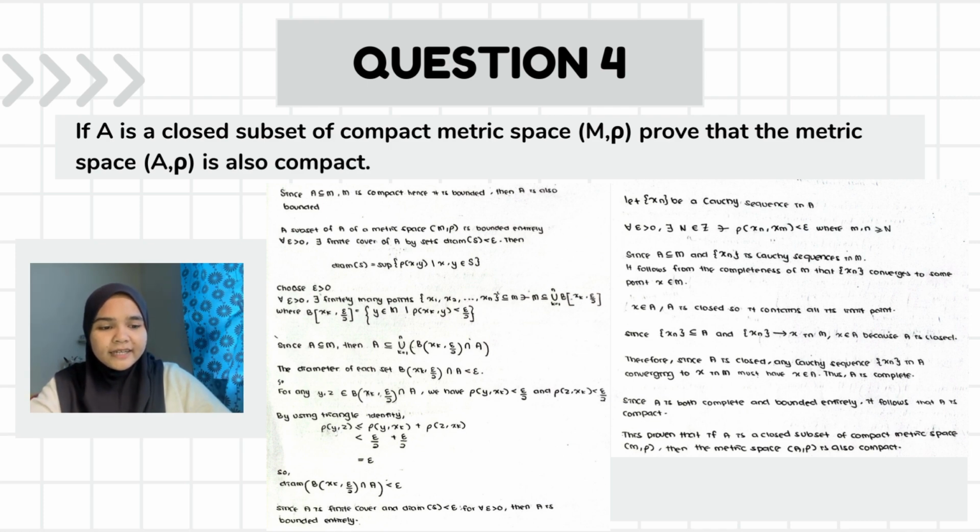It is proven that if A is a closed subset of the compact metric space (M, rho), then the metric space (A, rho) is also compact. That's all.